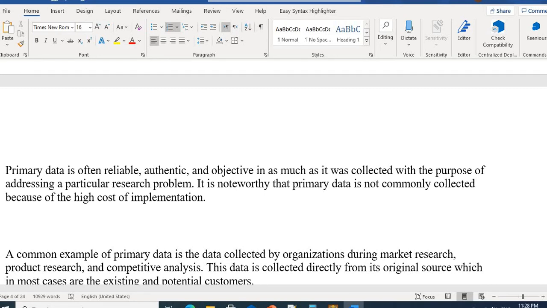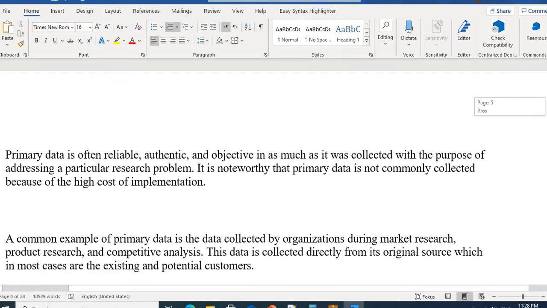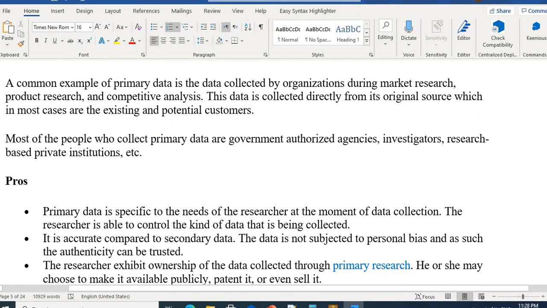This data is collected directly from its original source, which in most cases are the existing and potential customers. Most of the people who collect primary data are government authorities like agencies, investigators, and research-based private institutions. Primary data is specific to the needs of the researcher at the moment of the data collection. The researcher is able to control the kind of data that is being collected.